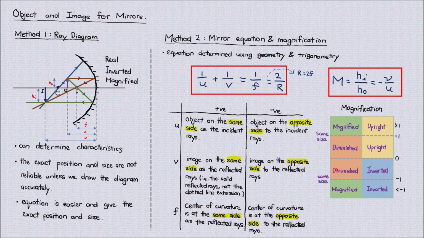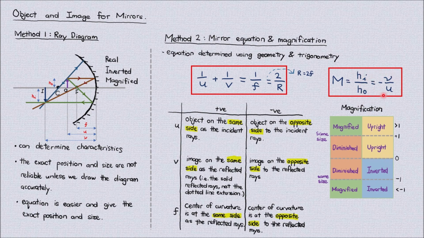Moving on, if we have an absolute value that is more than 1, in this range over here, then we can say that the image is magnified, because the value of h_i is greater than h_o if we just ignore the sign. h_i is greater than h_o, so it means it's magnified. The negative sign carries the meaning that it's being inverted. So that's the idea of magnification when we talk about object and image height.